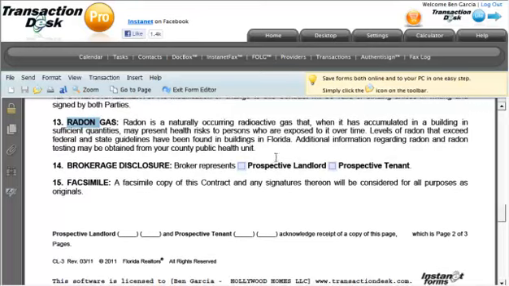Brokerage disclosure: we are representing the tenant on this transaction, not the landlord. Even though we're transaction brokers, we're still writing this up and representing the tenant on this particular transaction.